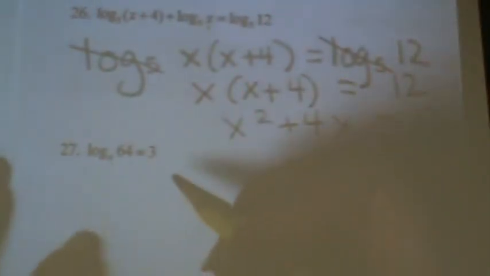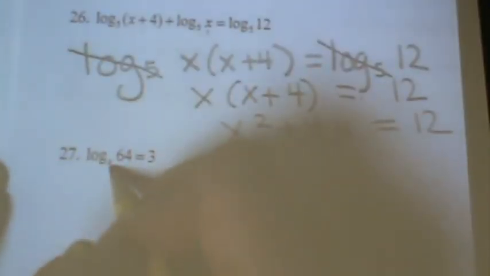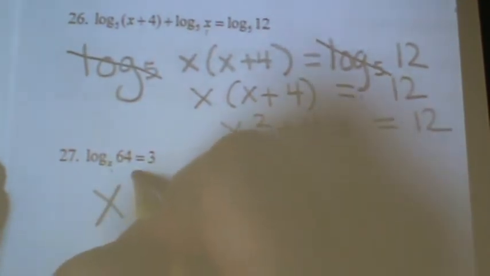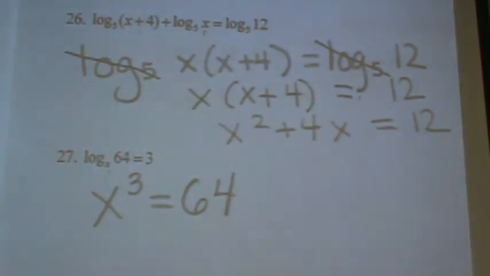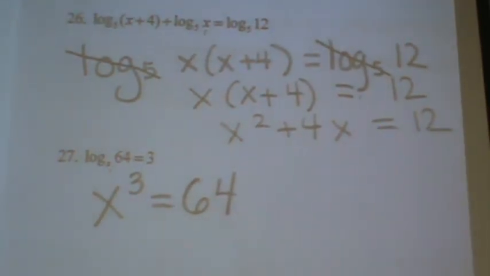And the last one, how will you write this one? X, some number cubed, is 64. What is that number? 4. So you'd have to take the cube root of both sides.